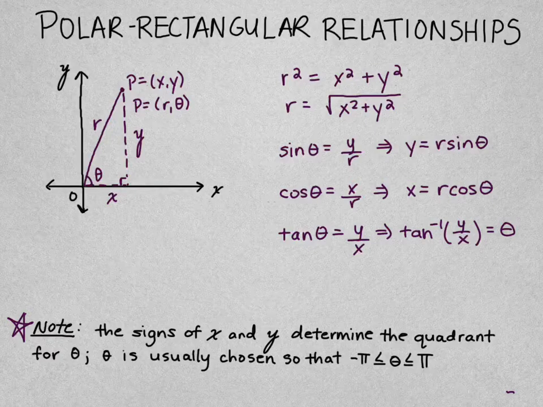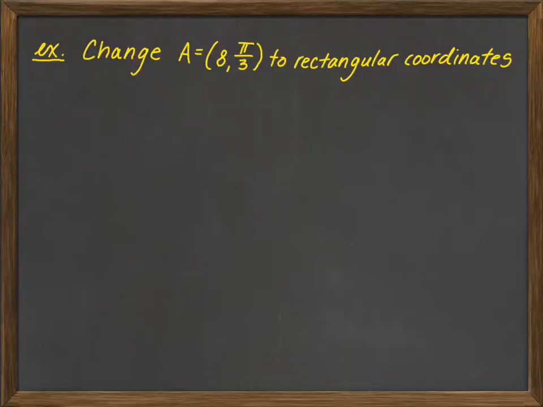So for the rest of the video, I want to do some examples of how we can go from polar coordinates to rectangular coordinates and vice versa. First example here, we're given something in polar form and we want to change it to rectangular coordinates. So we have r is 8 and theta is pi over 3. So what do we know? From the diagram in the last picture, we have that x is equal to r cosine of theta and y is equal to r sine of theta.